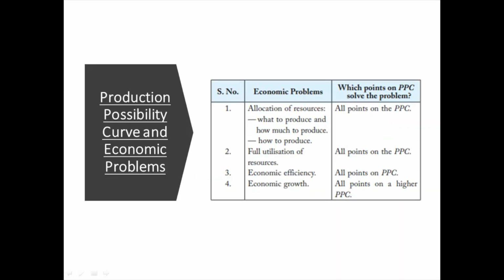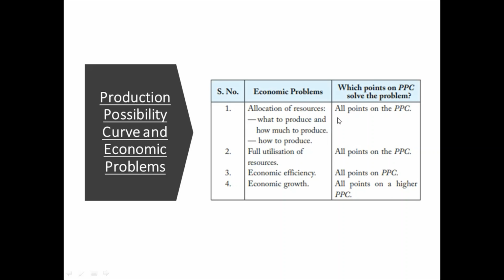And the last thing for today is how the production possibility curve and the economic problems are related. So in order to solve all the economic problems, we have the production possibility curve. Every point on the production possibility curve helps us know the proper allocation of resources that can happen: what to produce and how much to produce, and also how to produce it. So we know the amount of resources available, we know the technology available. It thus helps us to know how much we can produce.